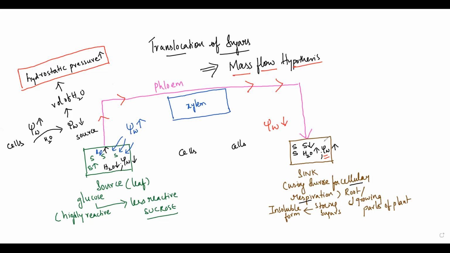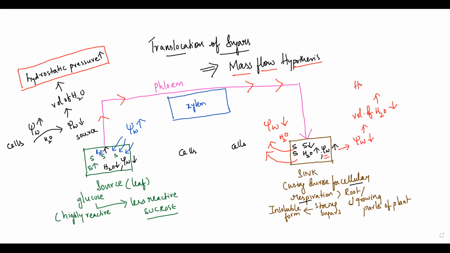So obviously the water from higher water concentration moves into lower water concentration. So the water molecules are moving out. Thereby what happens now inside the sink, the water potential drops. Thereby the volume of water is also going to drop.